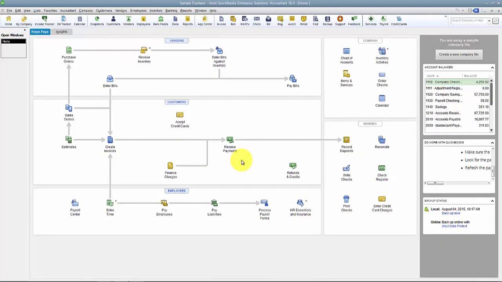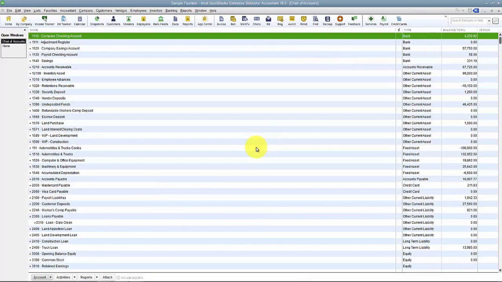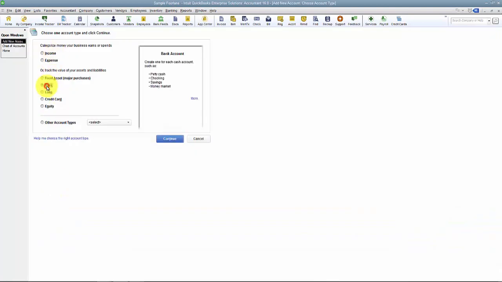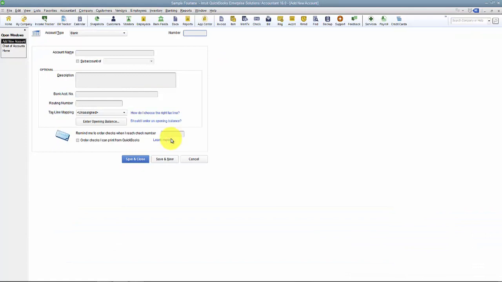Okay, so how do we set up petty cash? So the first thing you do is come into your chart of accounts, and you're going to create a new account, and it's going to be a bank account. Now, I know it's not really a bank, but bank accounts, if you think about it, are accounts that hold our cash, right? That's what they are. So we're going to treat this as a bank account because it is a drawer or a container, whatever it is, that's holding cash. So I'm going to put in here a number. I'm going to call it petty cash.